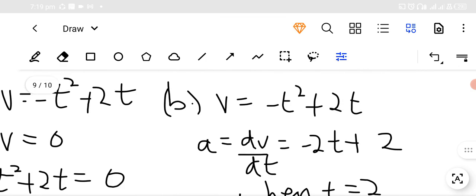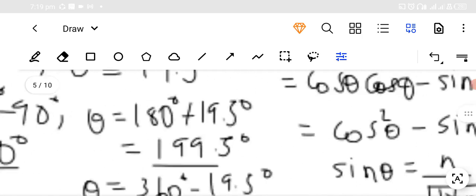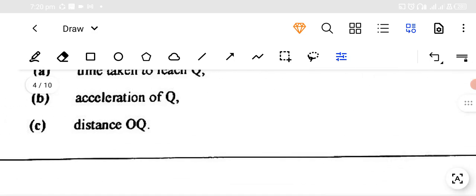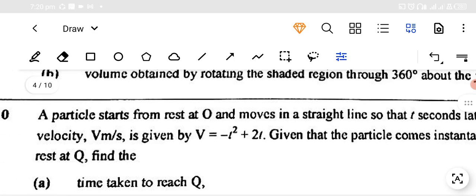So yeah, you differentiate accordingly, and you get that. You got your C. Distance of Q. Distance of Q.